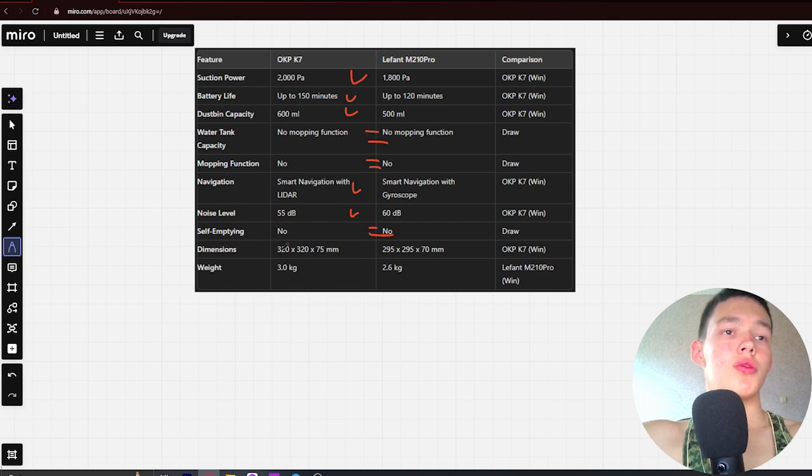Next, dimensions: 320 by 75 millimeters and 295 by 295 by 70 millimeters with OKP. Next, weight: 3 kilograms and 2.6 kilograms with Lefant.